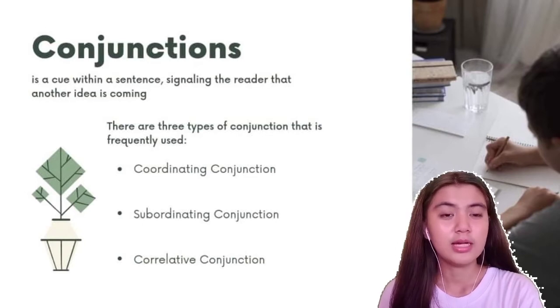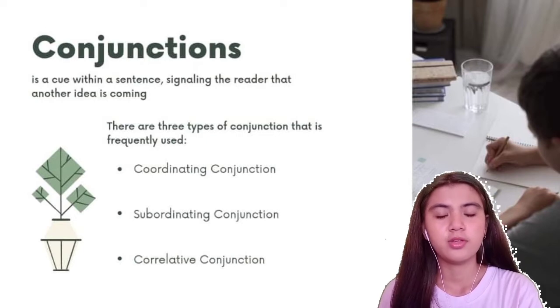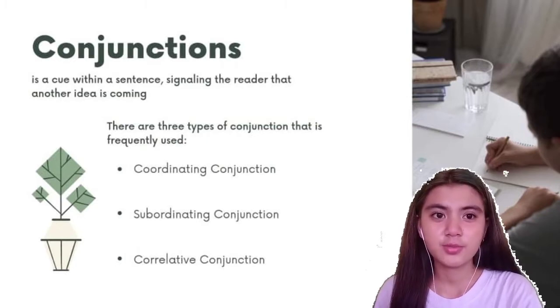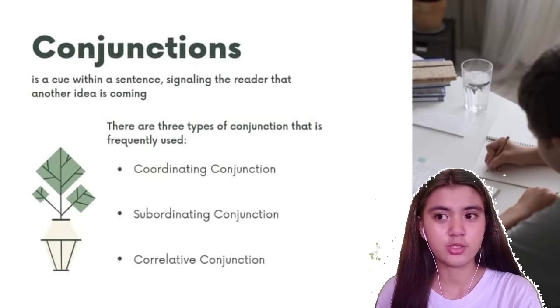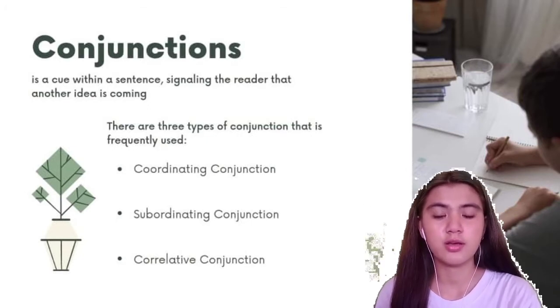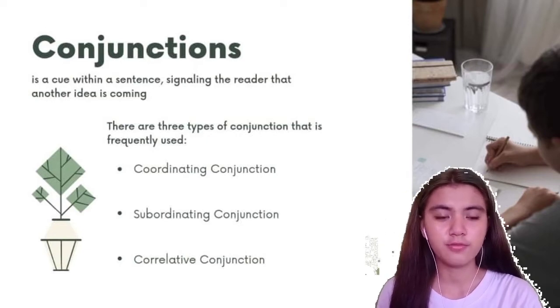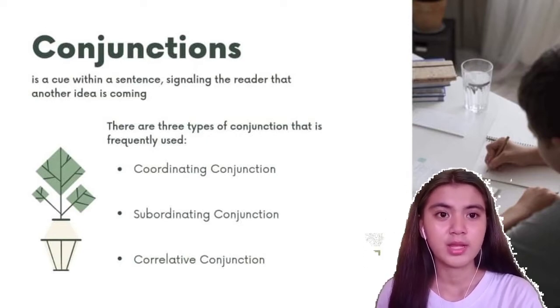Example, the dog and cat cannot be kept in the same cage. The coordinating conjunction that we use in the sentence is the word and. The second one is subordinating conjunction. This type of conjunction gathers one dependent clause and one independent clause into one sentence. The examples under this type include after, until, while, because, since, before, whereas, and although.